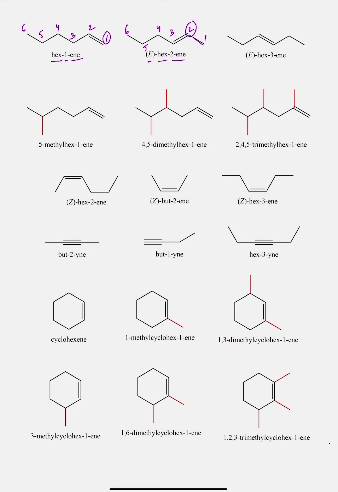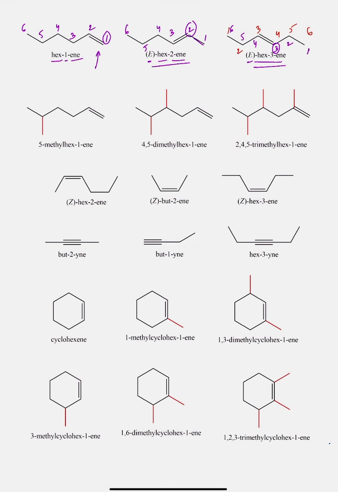So if I number it 1, 2, 3, 4, 5, 6, and I can number from the other end too, but it will give you the same result because 2, 3, 4, 5, 6. Either way, you'll get the same answer, red or purple. So the double bond is sitting between carbon 3 and carbon 4. So I'll take the lower number. That's why it's hex-3-ene. And E again represents the geometry. Now this is called a terminal alkene because the double bond is present at the end of the chain. These two are called internal alkenes.